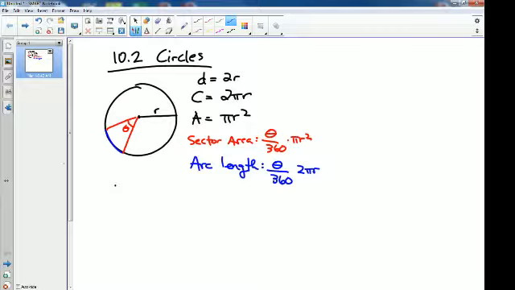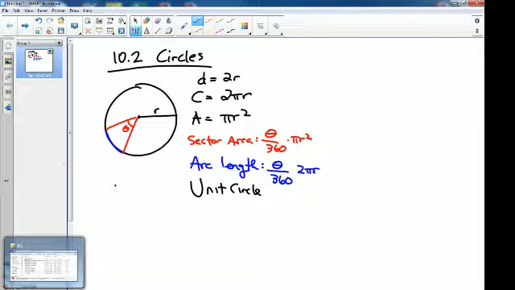Anything else you can think of? Besides the unit circle, I'm not drawing that up here. So theta over 360 times pi r squared. Theta over 360 times 2 pi r. Okay, so we have all this information about circles. The unit circle, we know, and it's the first time we've plotted a circle in the coordinate grid, right?